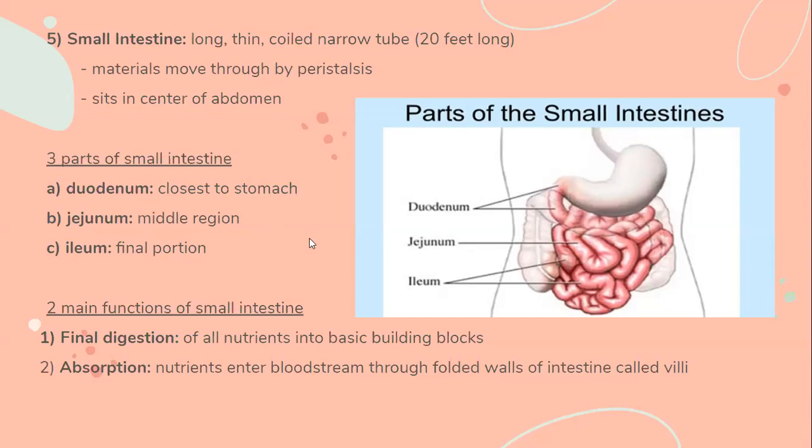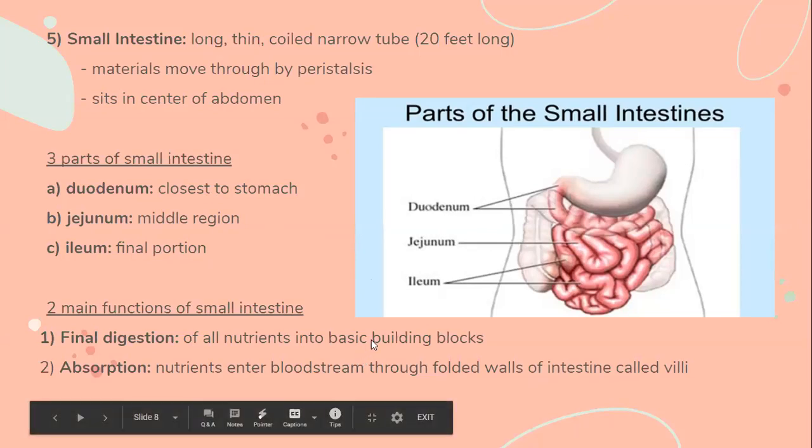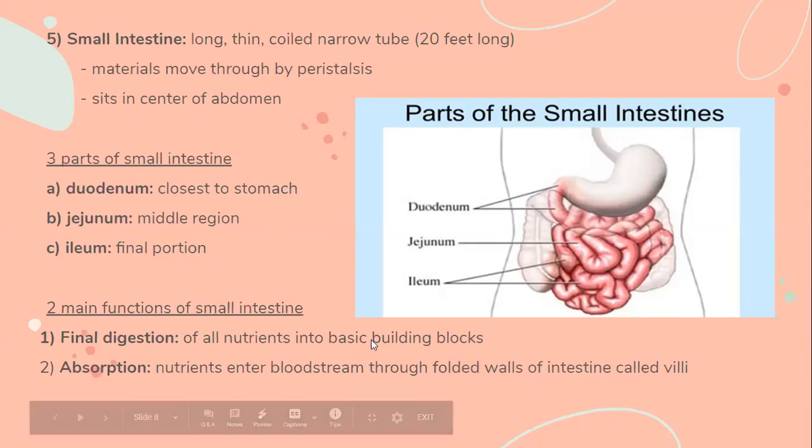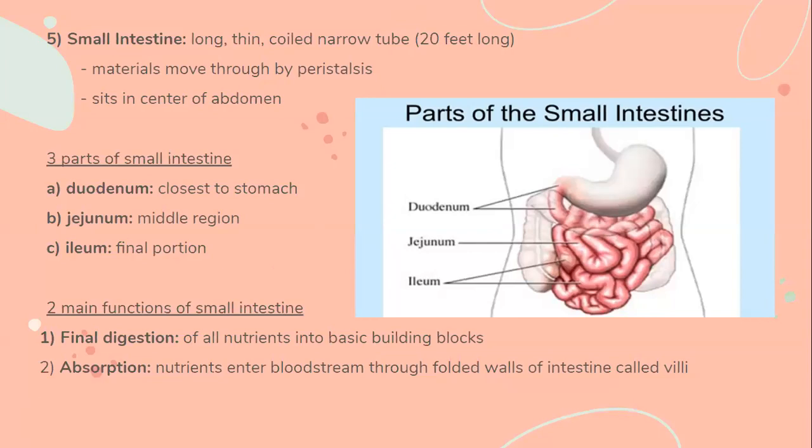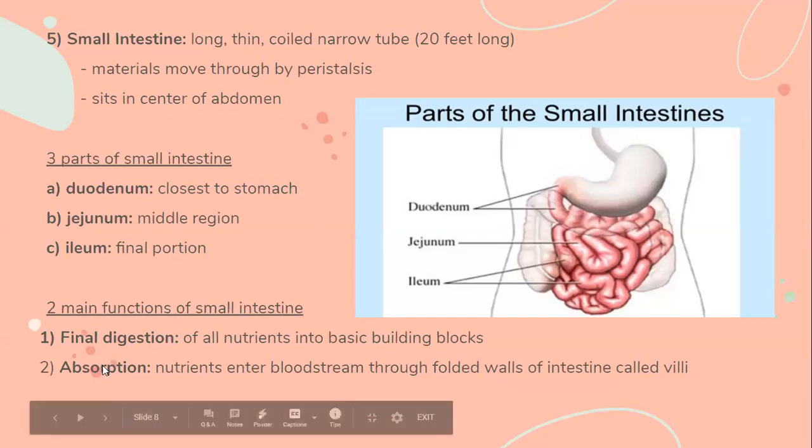There are two main functions of the small intestine. First, it's something called final digestion, which means that all nutrients are digested and broken down into the most basic building blocks. In the stomach, pepsin and lipase digest most of the nutrients, including fats and proteins, but the small intestine is the final step. Anything that isn't digested is just feces, you know? And then the second is absorption.